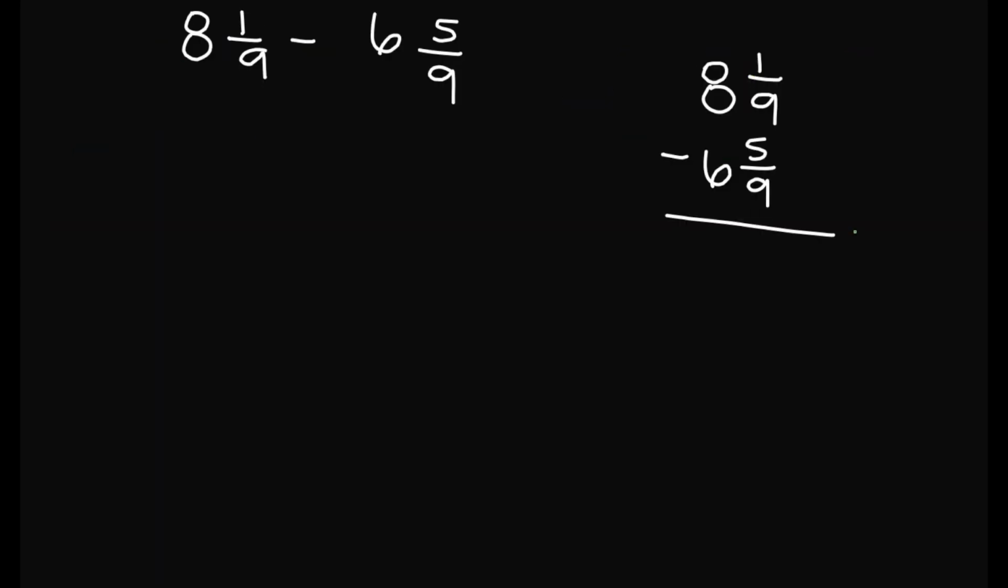Let's look at this example here. So notice here, my fractions, we have 1 over 9 minus 5 over 9. Just by looking at this example here, I cannot subtract 5/9 from 1/9. So I do need to borrow from my whole number, and then we're going to rewrite my fraction. So this 8 here is going to become a 7. And then this 1 over 9, I'm going to add 9/9 to this because I borrowed from this 8 here and I brought it over to my fraction.